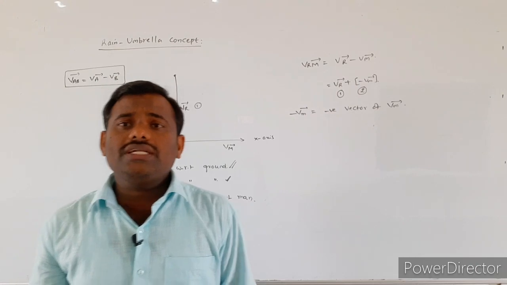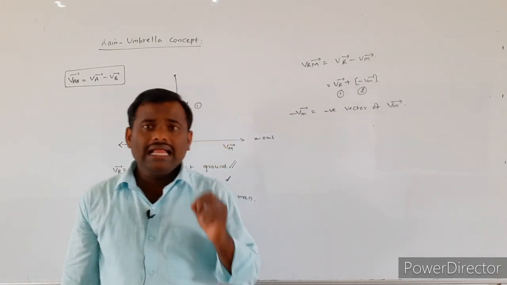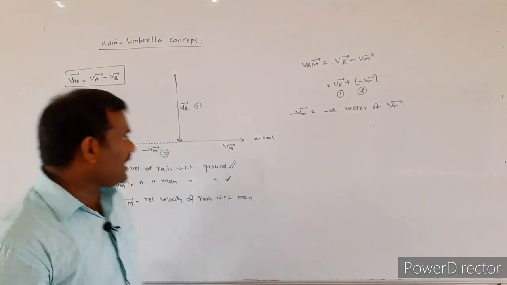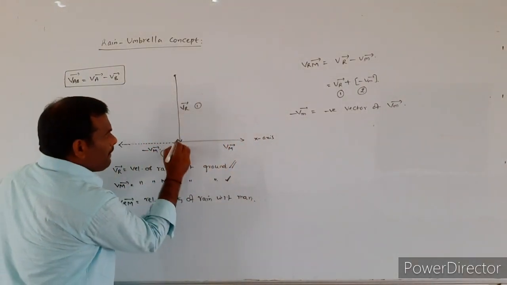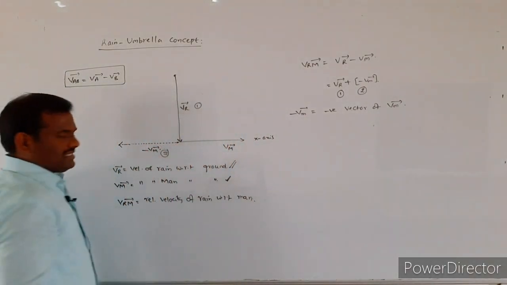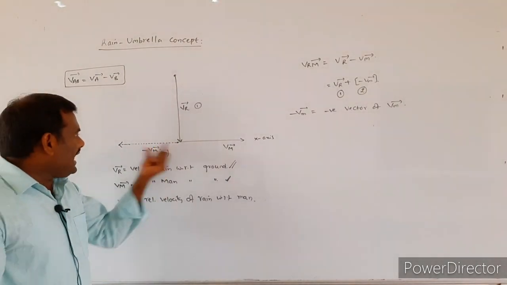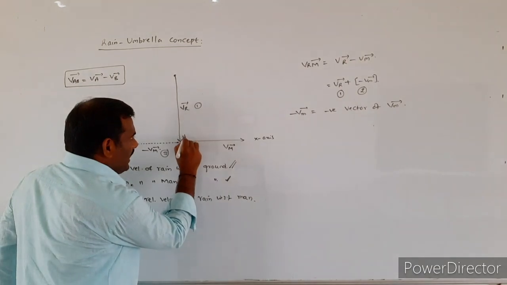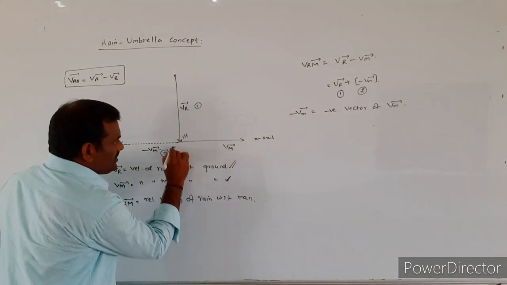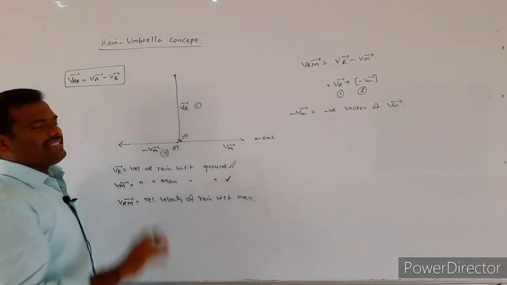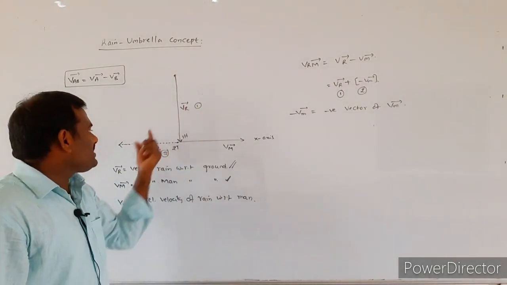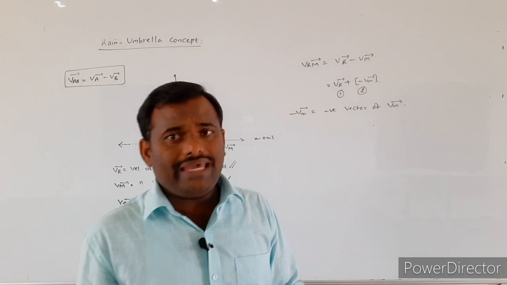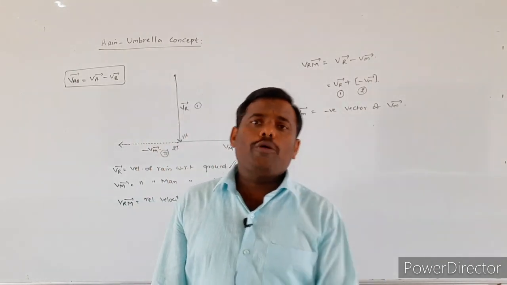What is the definition of the vector addition according to the graphical method? The head of the first vector must be joined to the tail of the second vector. That only we drew here. It is indicating head of the first vector joined to the tail of the second vector. That means the first vector and second vector are represented in the proper way.